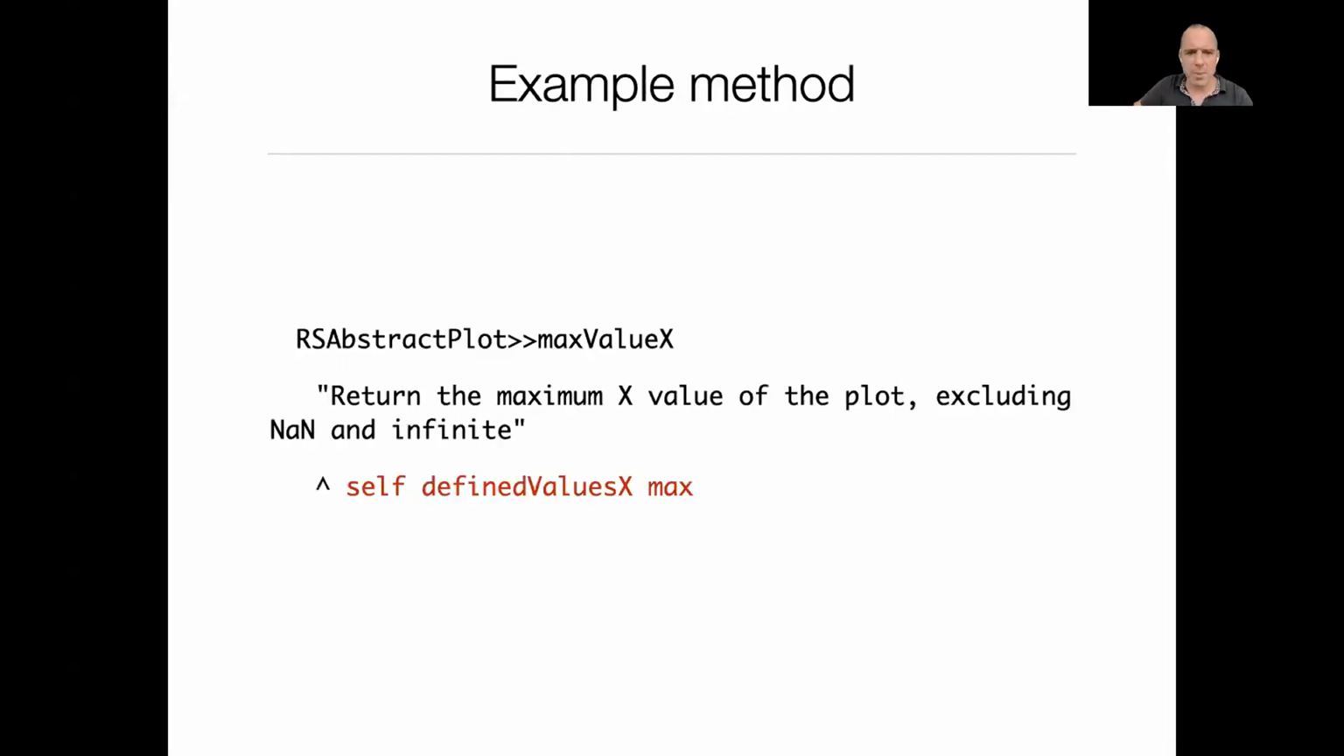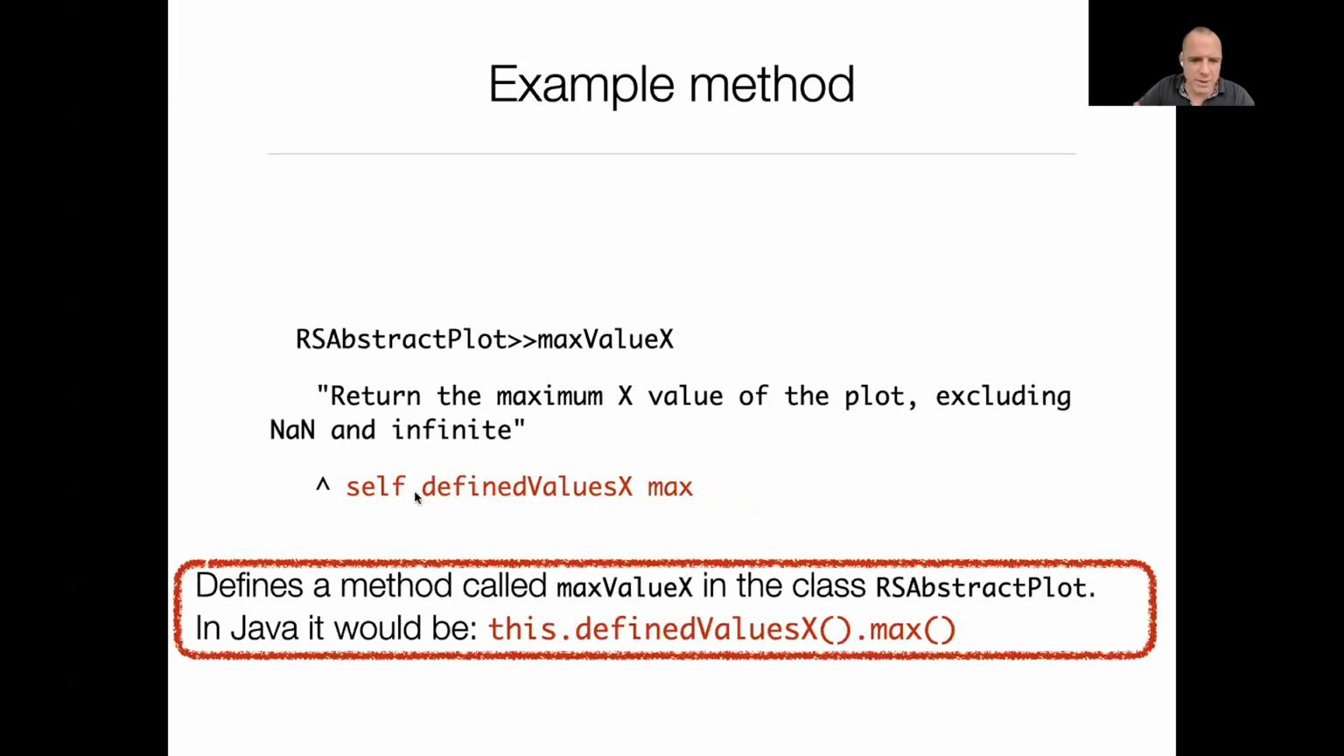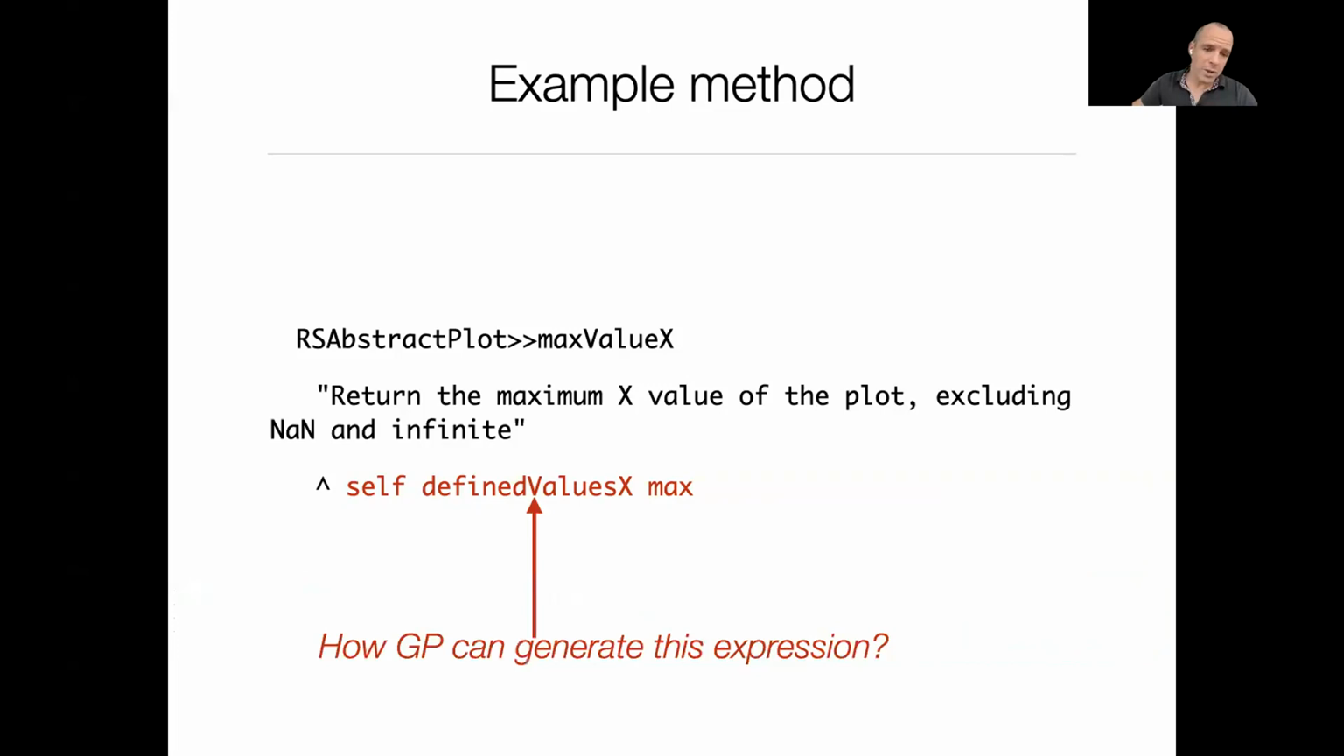So here is a short example. We have the method called maxValueX that is defined in the class AbstractPlot, and this method has just one statement. It returns the value returned by the expression self definedValuesX max. In Java, this expression would be written this.definedValuesX.max. So whenever there is a dot in Java, in Pharo this is simply a space. And the question is whether genetic programming can generate this expression.